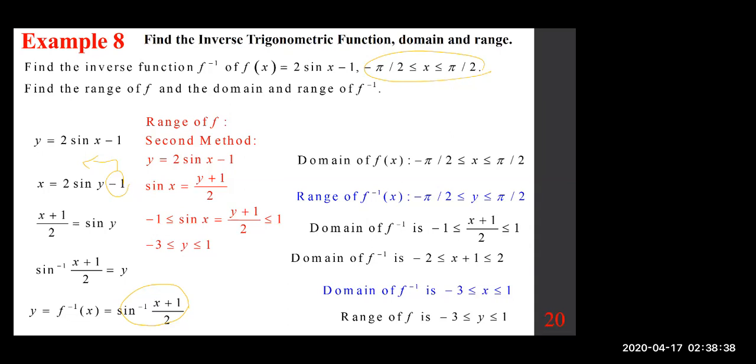Sine is found to be (y plus 1) divided by 2, and sine is between -1 and 1. Now you can solve for y, which means you're going to multiply by 2, and you're going to subtract 1, and you get to the same answer. Now, which one is easier to follow? I have no idea. You decide which one works best for you. Okay, class?